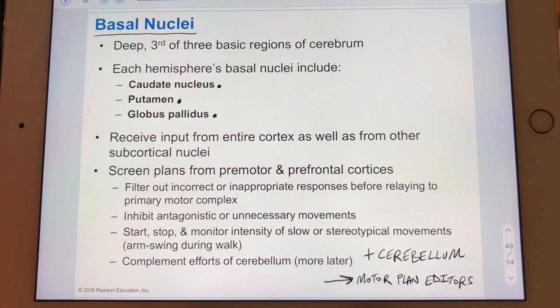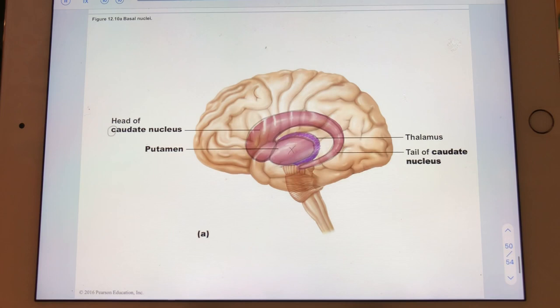Okay, next slide. You will need to be able to point them out. The caudate nucleus is pretty large and, not surprisingly, C-shaped. This guy that's shaped like this because it's forced to by its neighbor, lateral ventricle. Okay, that's caudate nucleus. And I actually remember that it's C-shaped because it starts with a C.